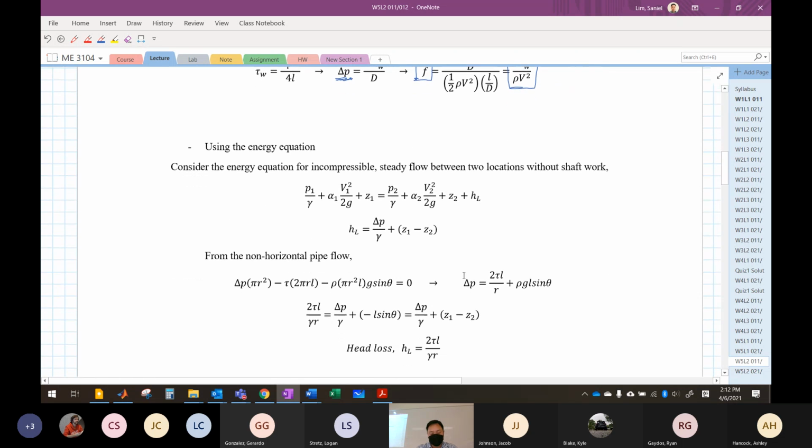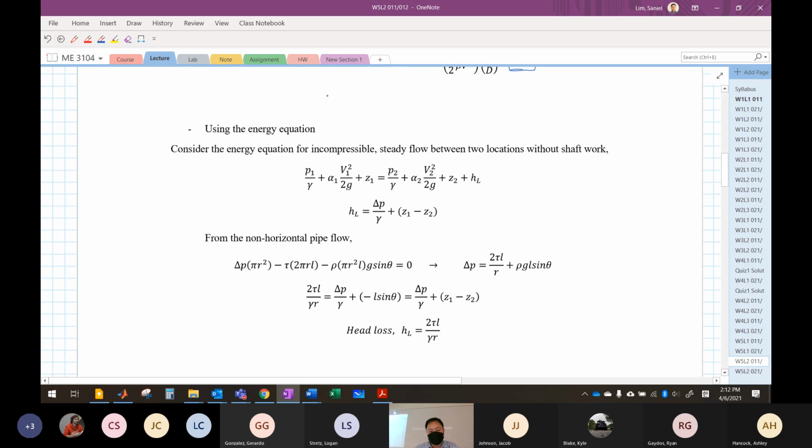All right, using the energy equation, we learned all the energy equations from chapter 5. If I bring one of the energy equations, that is for the incompressible steady flow between two locations within the pipe, and there's no shaft work, so we don't put any work into the fluid. This is the equation from chapter 5.